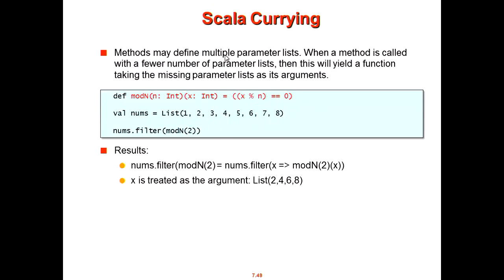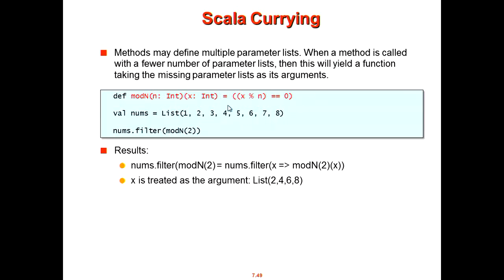On the next slide, there are two brackets after the function definition, right? In Scala, this is called currying. The idea is that each method, each function, can define multiple parameter lists. For example, here we have two lists of parameters: one is n, another is x. The function is very easy: it checks if x mod n is equal to 0.